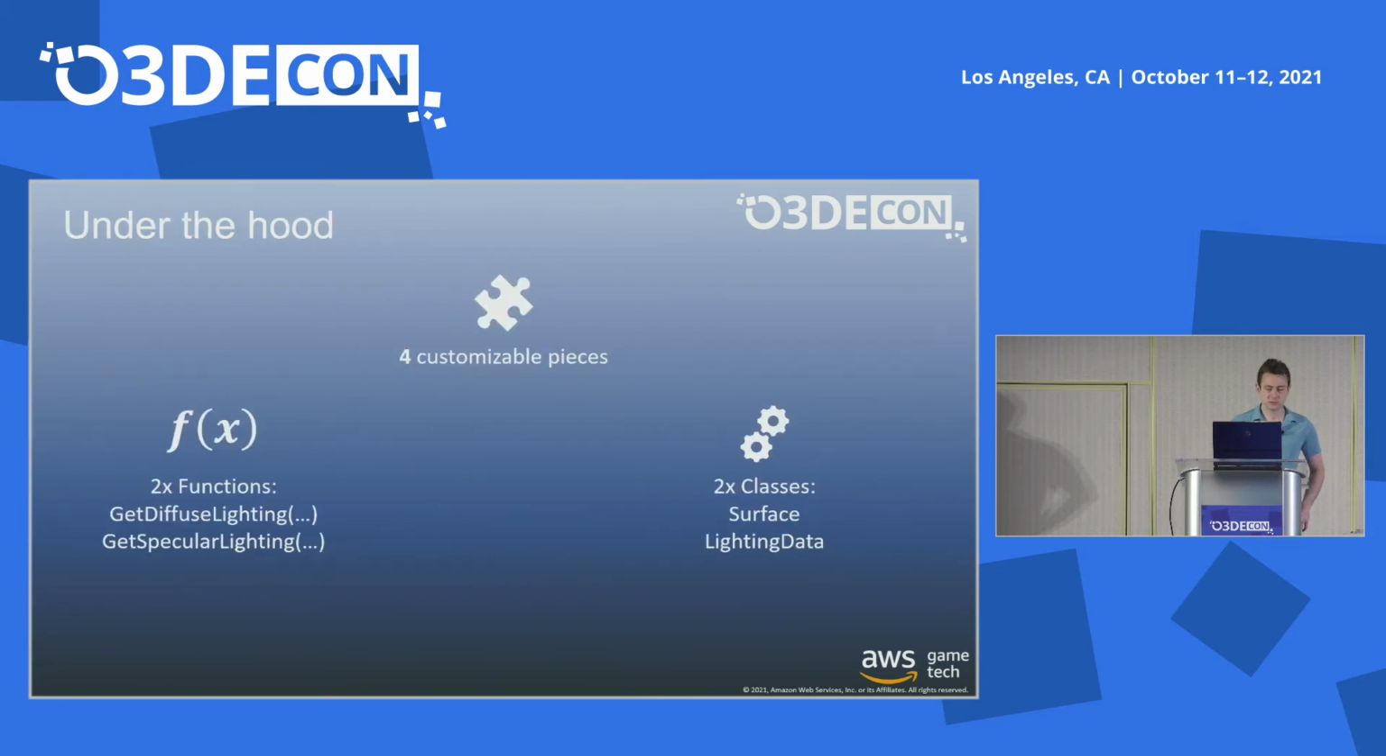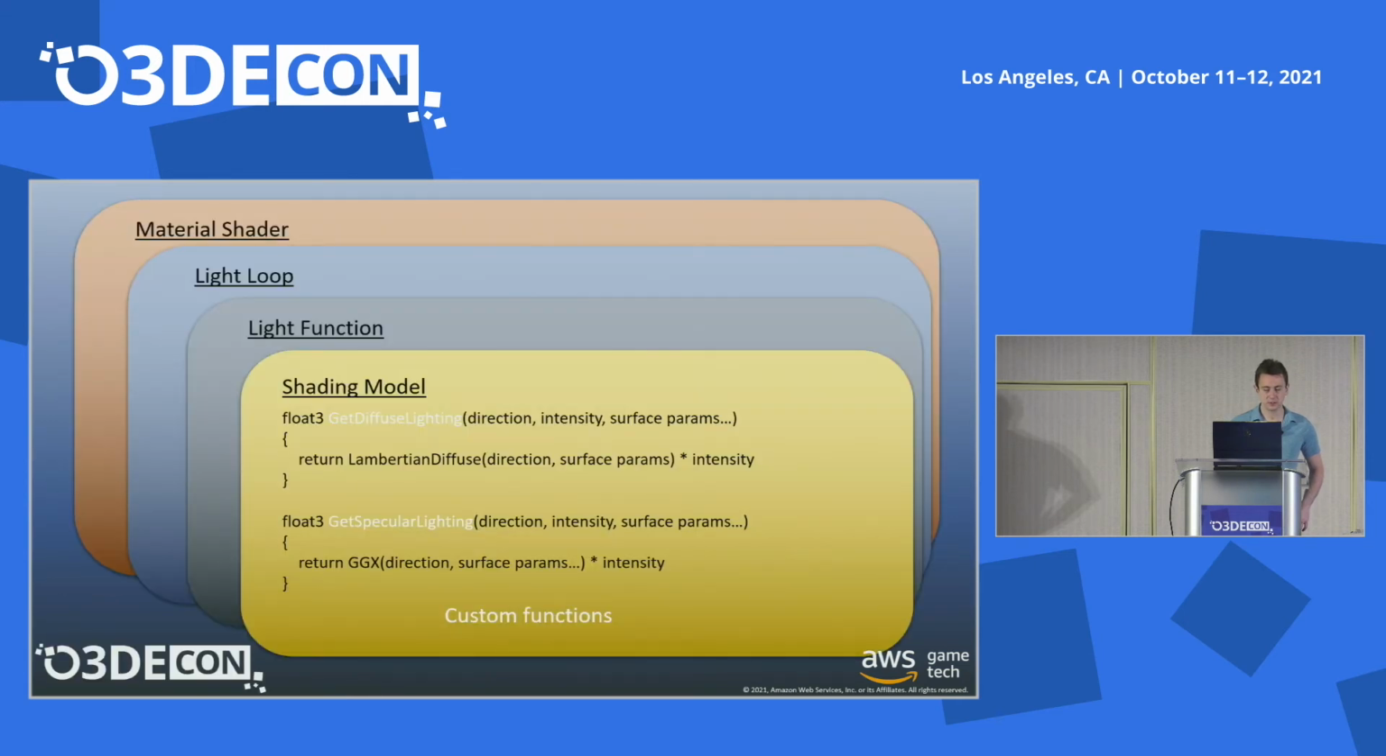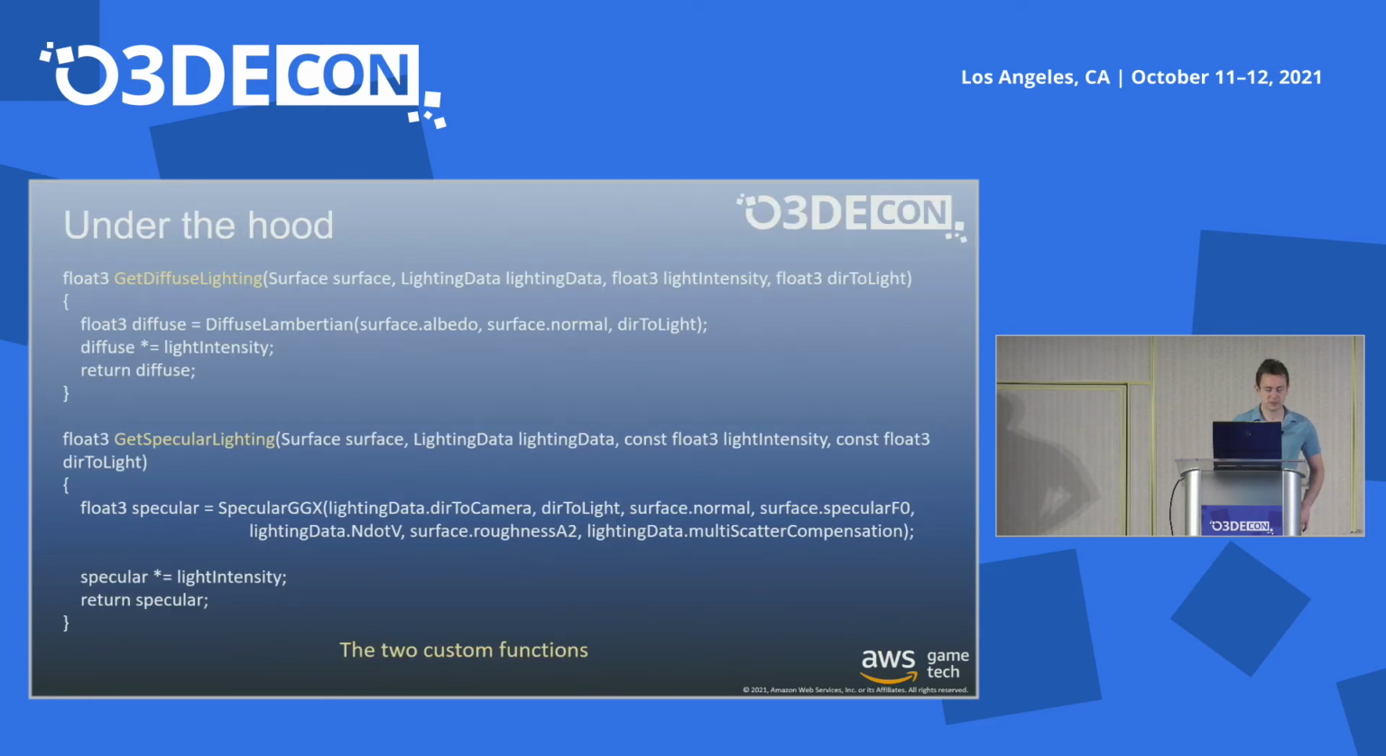So the way the customization works is we have 4 customizable pieces. First are 2 functions, get diffuse lighting and get specular lighting, that I've already mentioned. And then we have 2 additional classes, surface and lighting data. So here again is to highlight the 2 custom functions that you define. In Atom, these look a bit more like this.